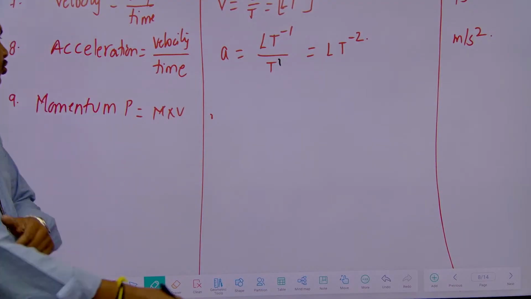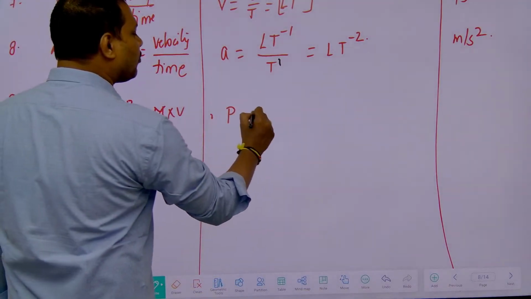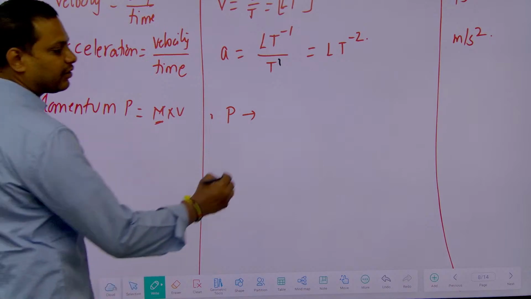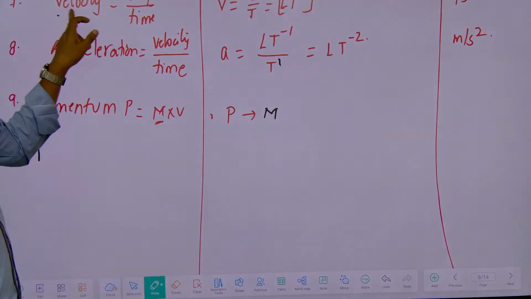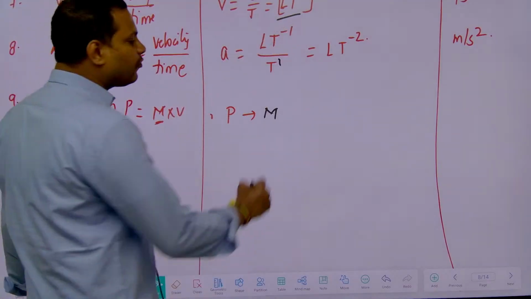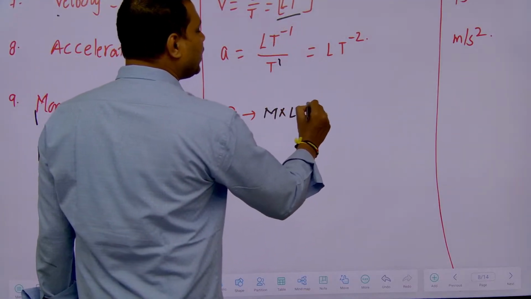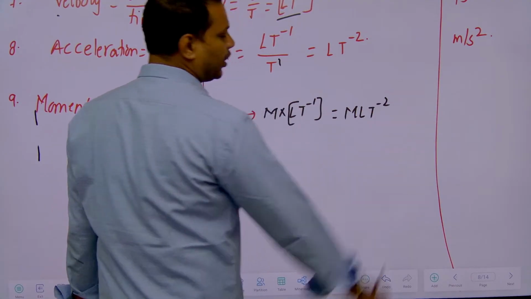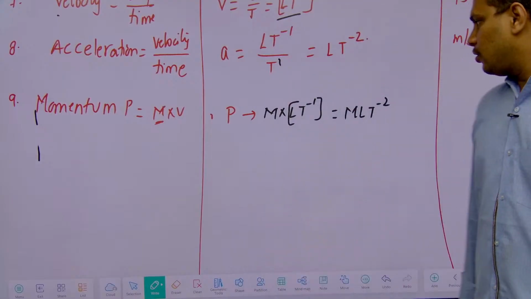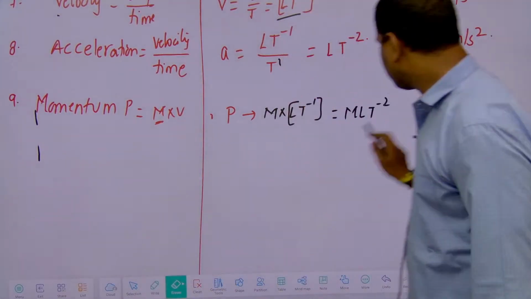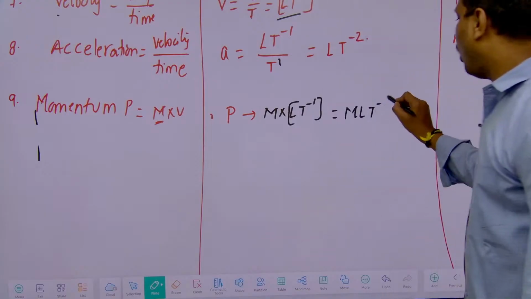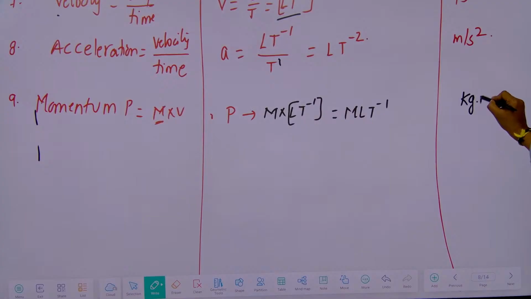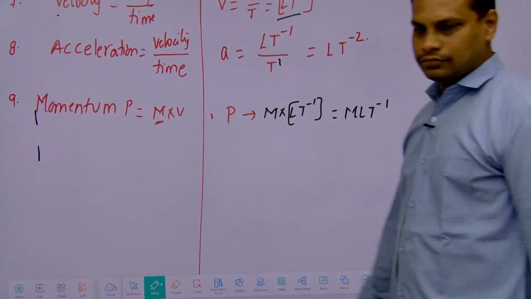Okay, fine. What is the dimensional formula for mass? M. Velocity dimensional formula? L T power of minus 1. So M into L T power of minus 1. Then the total dimensional formula is M L T power of minus 1. Are you clear? Then what will be the unit? For mass the unit is kg, for velocity the unit is meter per second.